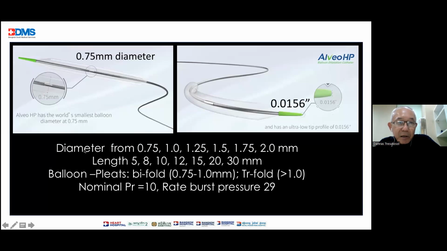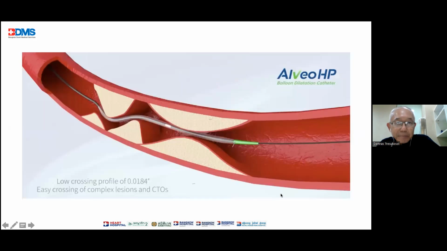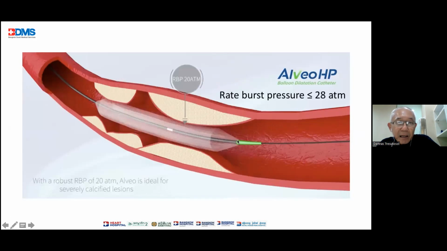This balloon comes with diameters from 0.75 to 2 millimeter, in sizes 0.75, 1.25, 1.5, with lengths of 5, 8, 10, 12, 15, 20, and 30 millimeter. The balloon pleats come with bifold for 0.75 and 1 millimeter. Nominal pressure is 10, and rated burst pressure is 29. This is a cartoon of the Alveo balloon. When it inflates up to 28 atmospheres, it can crack the calcium like that.